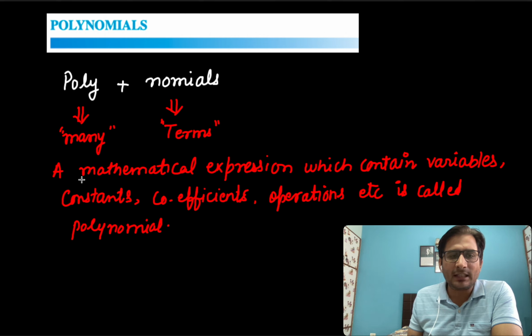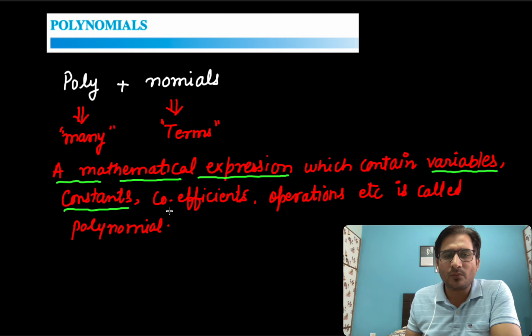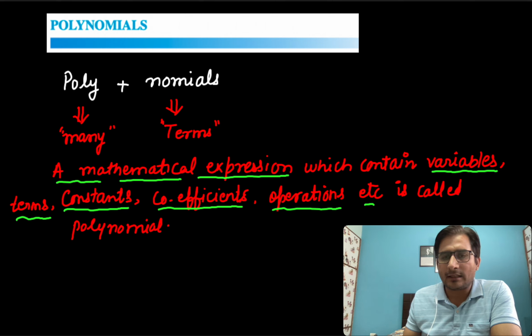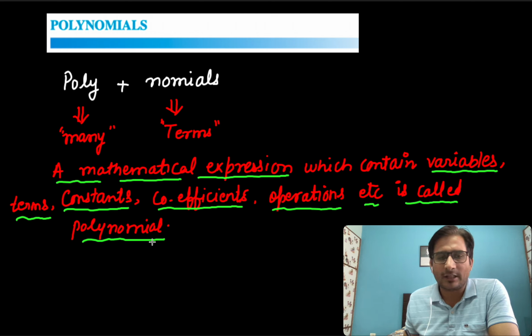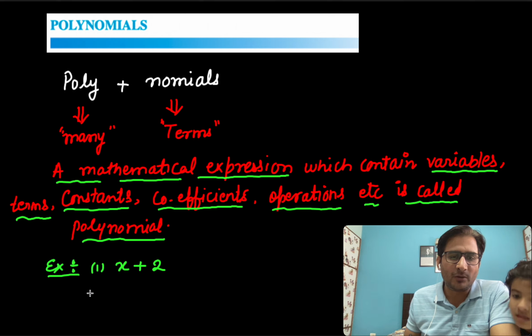So what is a polynomial? Basically, a polynomial is a mathematical expression which contains variables, constants, coefficients, operations, terms, etc. So a polynomial is basically a mathematical expression which contains all these things. Let me write you an example for this polynomial. Suppose it is written x plus 2. This is an example of a polynomial.